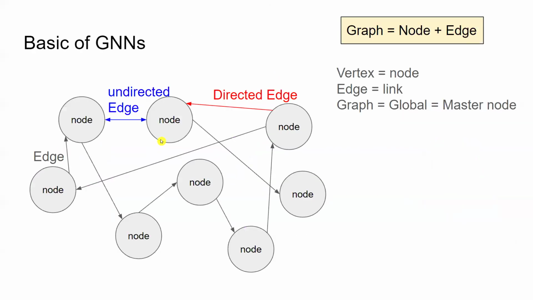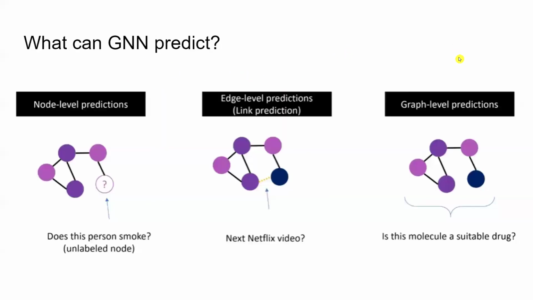So graph neural networks are made up of a graph, nodes, and edges. A graph neural network can make predictions on these three components. First is node-level prediction. You have all the data, and you can predict what a node is. In this case, they give an example: does this person smoke? You can label this node with either smoking or not smoking.